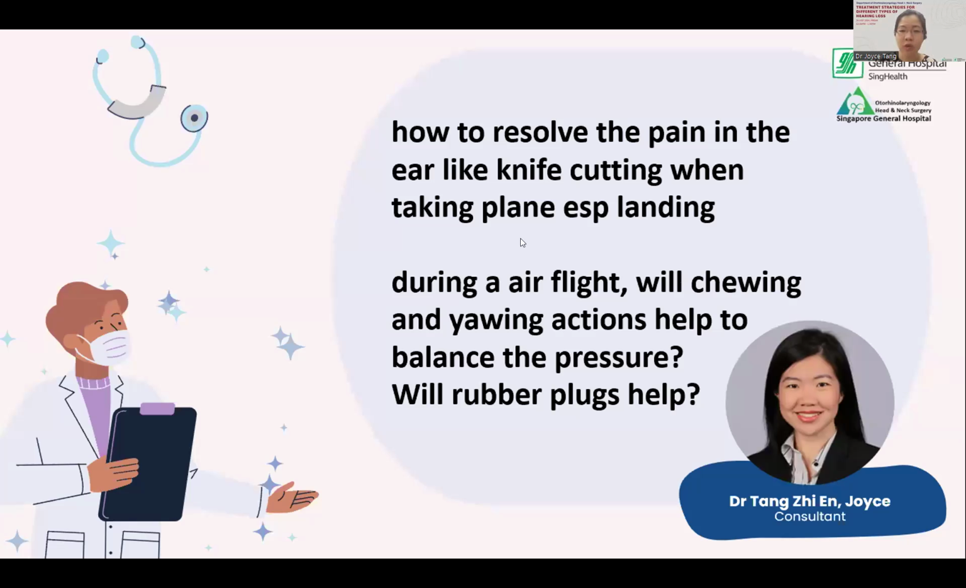So as mentioned, chewing and yawning will help to balance the pressure. I have had a patient who has given me the feedback that using a rubber plug in the ear does help as well. I think it's because the rubber plug seals in the air outside the eardrum and behind the eardrum. And so because there is no change in the pressure, then there is no more pain. But that is just to treat the symptom, and the underlying condition is actually still the Eustachian tube dysfunction. I hope this answers your question.